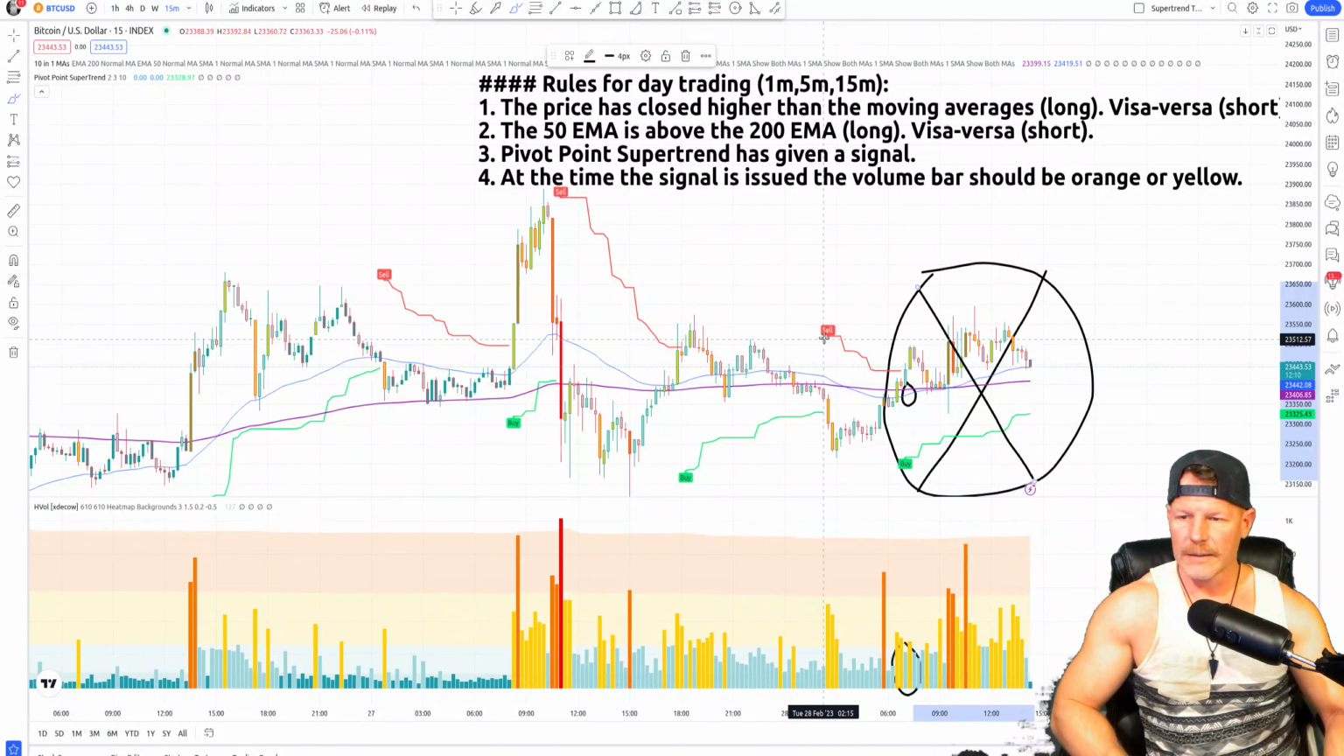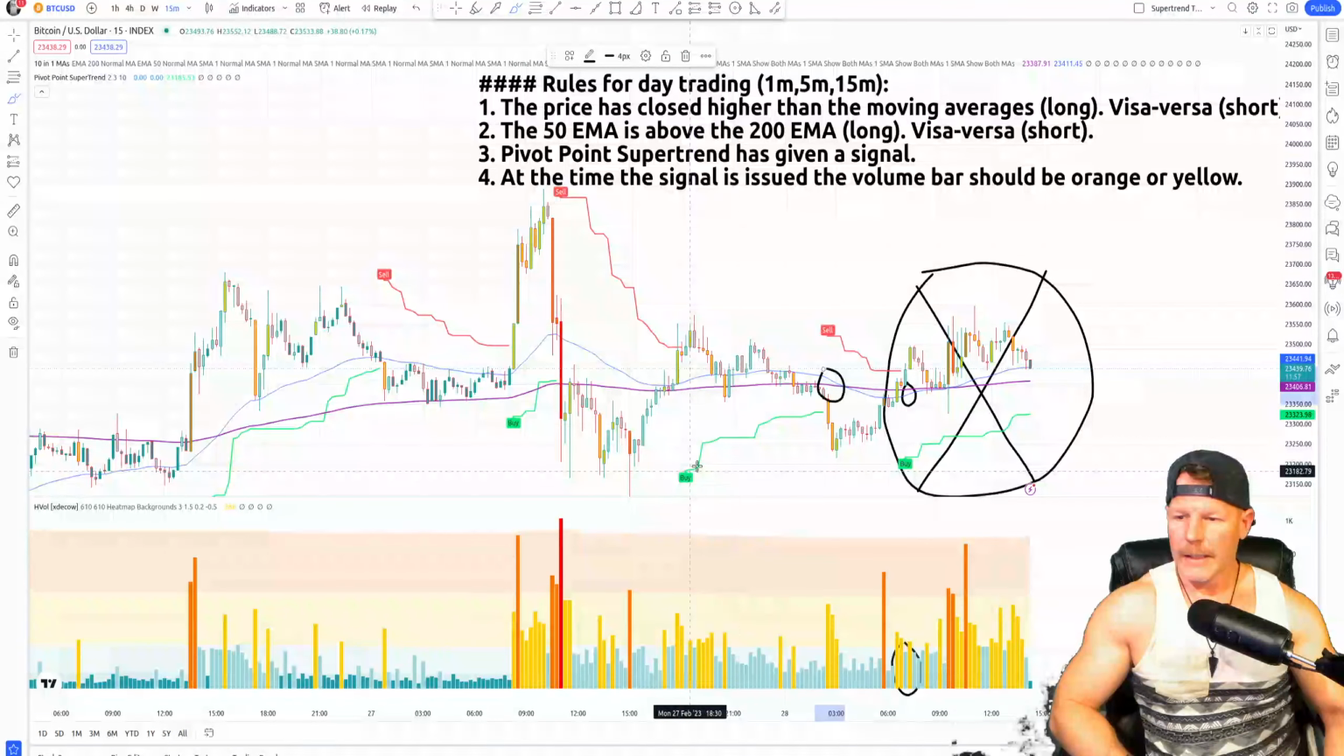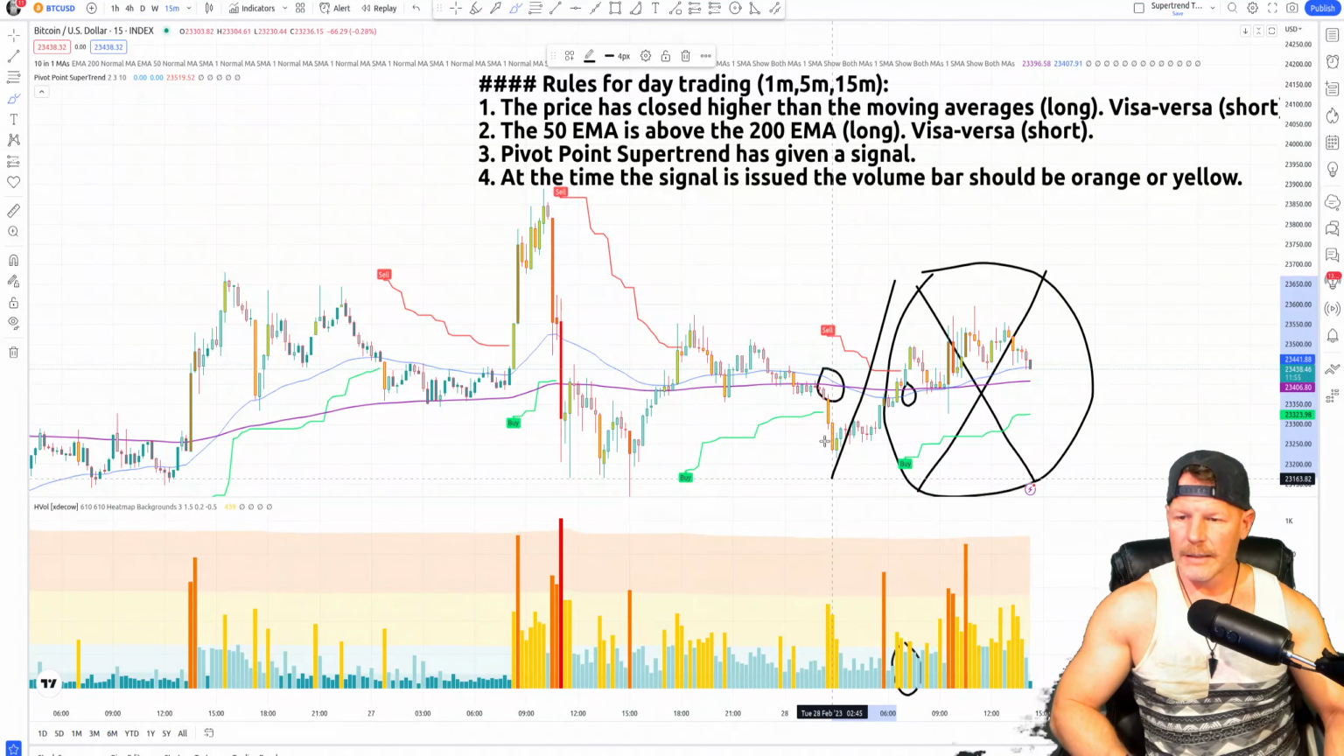Let's take a look at the sell. All right, so we got a sell here. We've got an orange bar. That's good. But our 50 is above the 200. So on the short side, that trade is no good. Don't be disappointed by these invalidated trades. This is what is giving us a high success rate with this trading strategy.